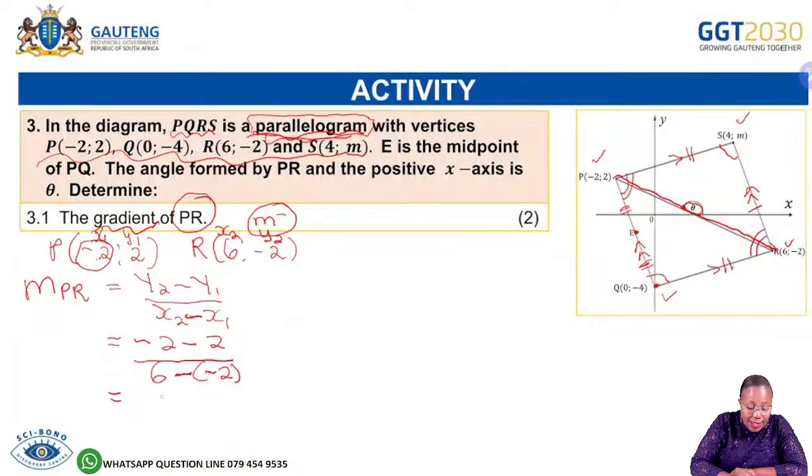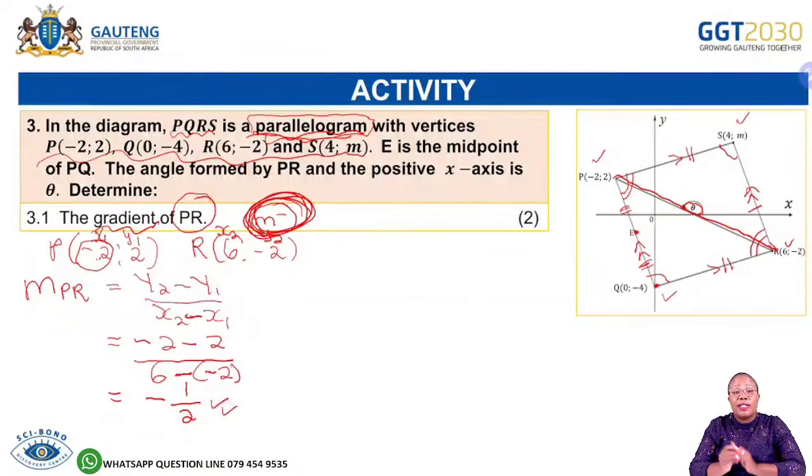This will give us negative 1 over 2. That is the gradient. Is it correct? Yes, we were predicting a negative gradient, and our gradient is negative. The happy Grade 12s, this is correlating perfectly with what we have predicted for the gradient of PR.